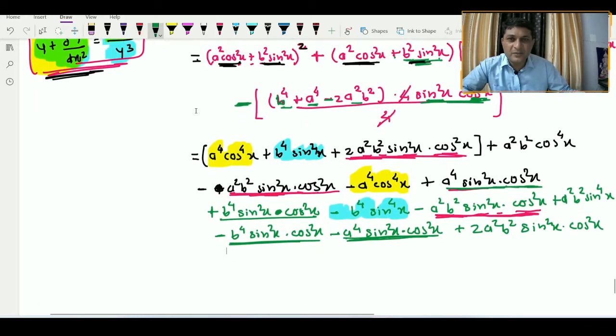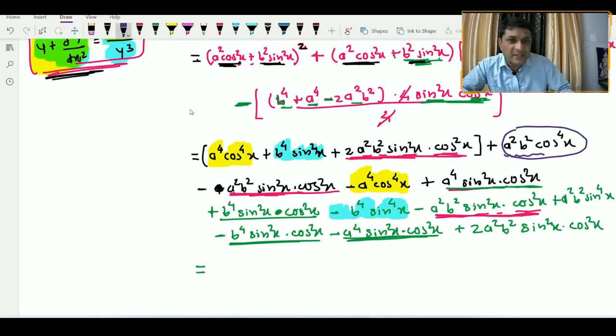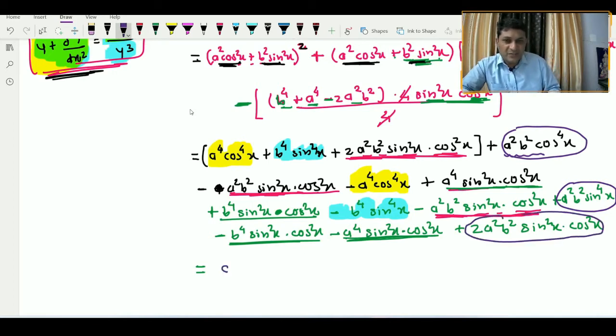After cancelling all these terms, from the remaining terms we are taking a square b square common. Now observe which are the remaining terms here. This is one remaining term, this is a remaining term, and this is also a remaining term. These three terms are remaining. From these three terms, if we take a square b square common, here its coefficient is cos x raised to power 4. Here its coefficient is sin x raised to power 4, and here its coefficient is twice sin square x into cos square x.